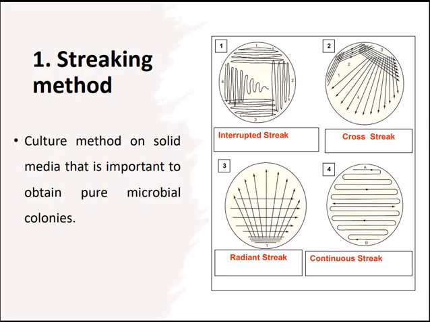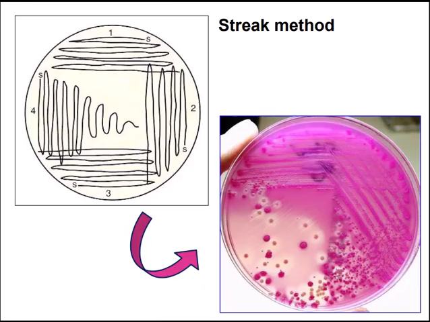There are types of streaking method. We have the interrupted streaking. The plate is streaked in separate sections. The loop is lifted between streaks. This reduces the number of bacteria in each section. It helps in gradual dilution and isolation of colonies. And as you can see, it's the interrupted streaking method we used on this culture media.